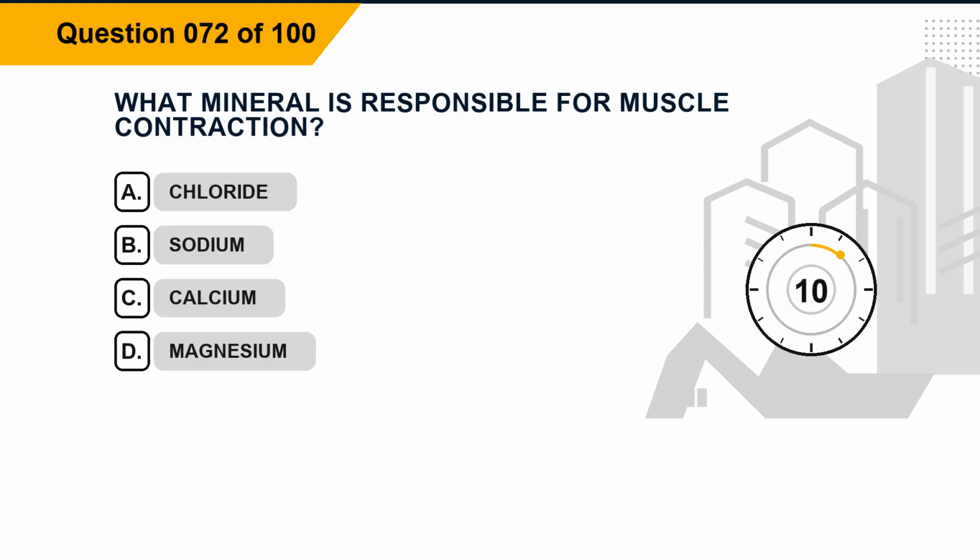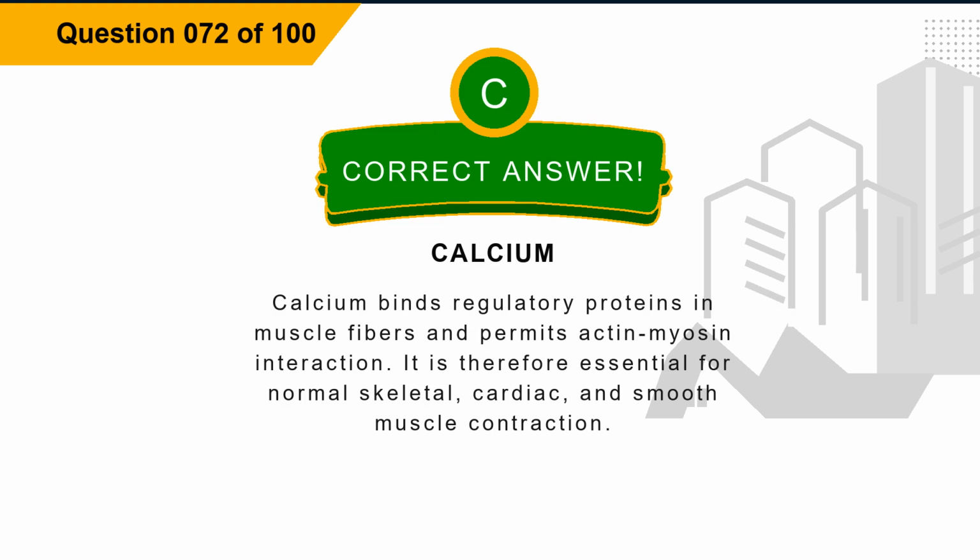Question 72. What mineral is responsible for muscle contraction? Option A, chloride. Option B, sodium. Option C, calcium. Option D, magnesium. The correct answer is option C, calcium. Explanation: calcium binds regulatory proteins in muscle fibers and permits actin-myosin interaction. It is therefore essential for normal skeletal, cardiac, and smooth muscle contraction.